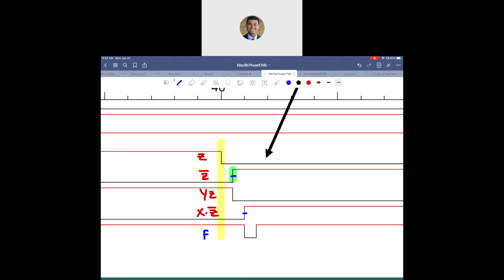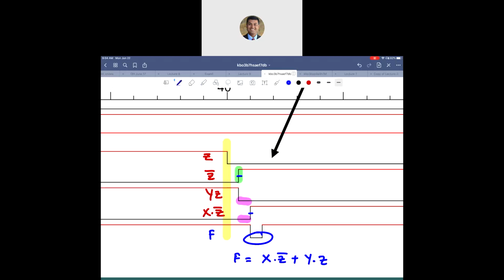Now F is simply the OR of this. So if you OR everything, what do you get? Well, you get 1 here, 1 here, 1 here. But during this time, you see the problem time is here. When you add those two up, you are going to get a 0. So F is going to be a 0 at that particular time, slightly later, because there is also a gate delay of the OR gate.